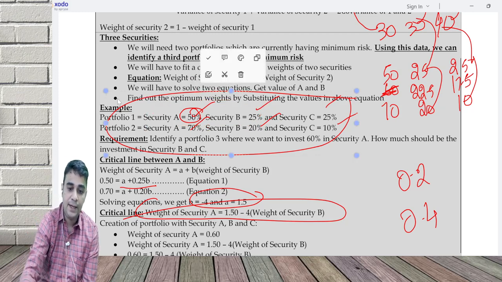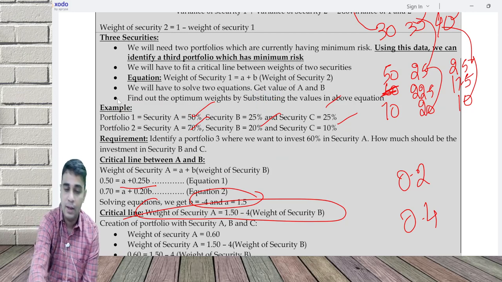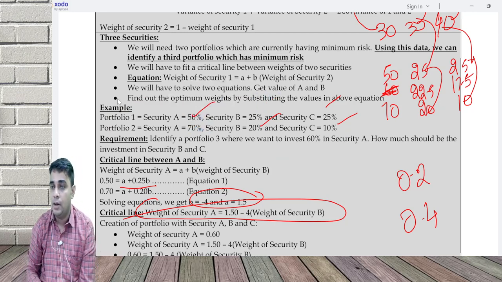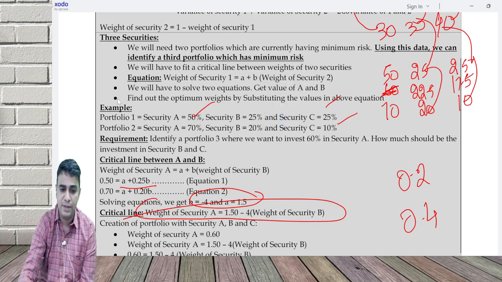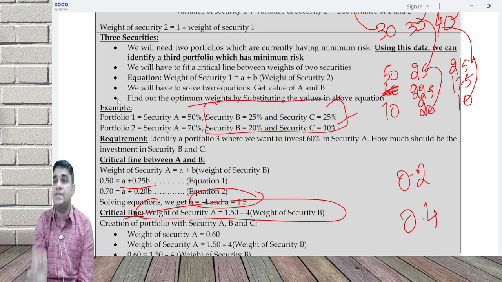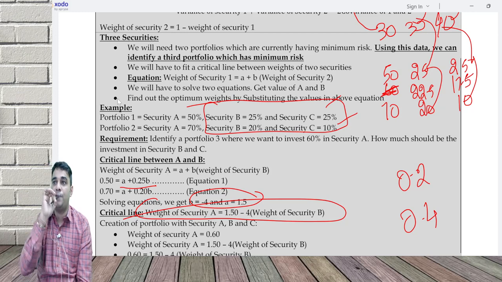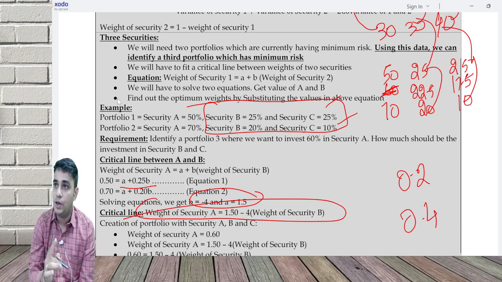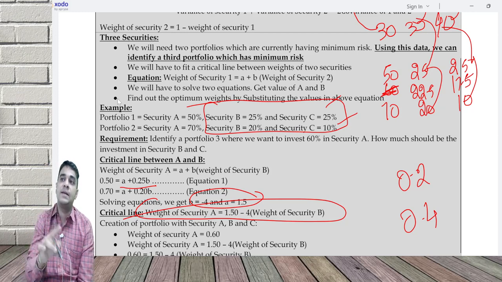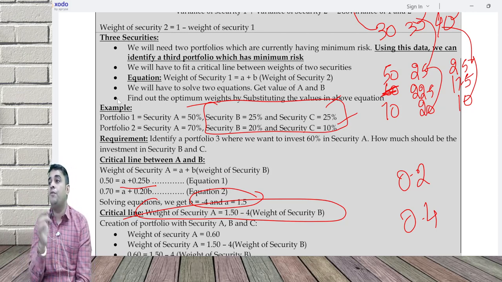Take the weights 50, 25. Don't call it security A, security B. Call it security 1, security 2. Because I'm going to use the terms A and B. Or let me take B and C. The equation is: weight of the first security is equal to A plus B into weight of the second security.